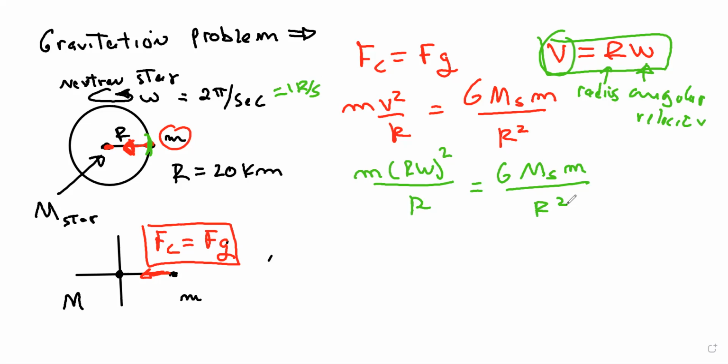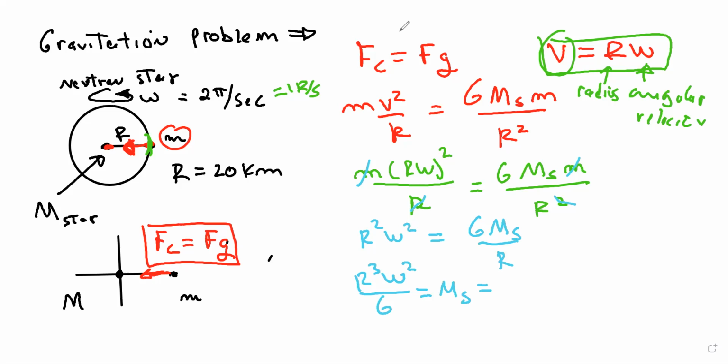So what can we cancel here? Let me see. This mass cancels with this mass, and this r cancels with one of the r's. And you get r squared omega squared equals G mass of the star over r. So you're going to have r to the 3rd power, omega squared over G, equal to the mass of the star.